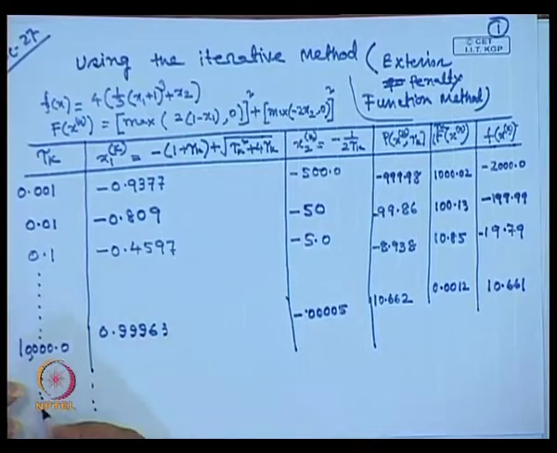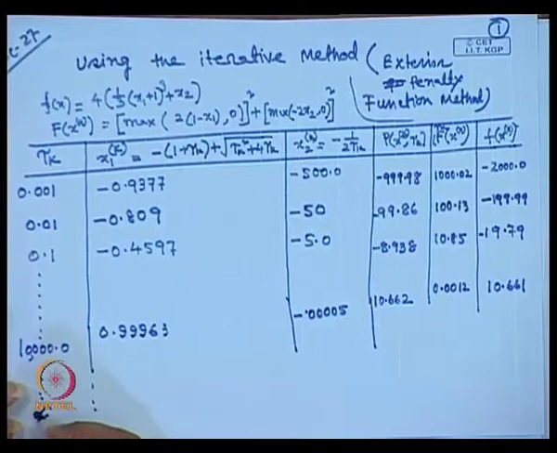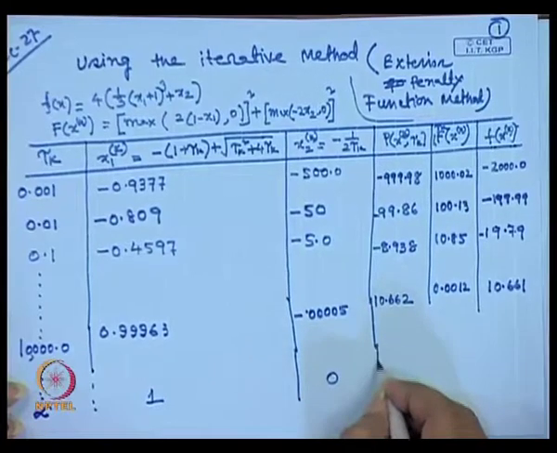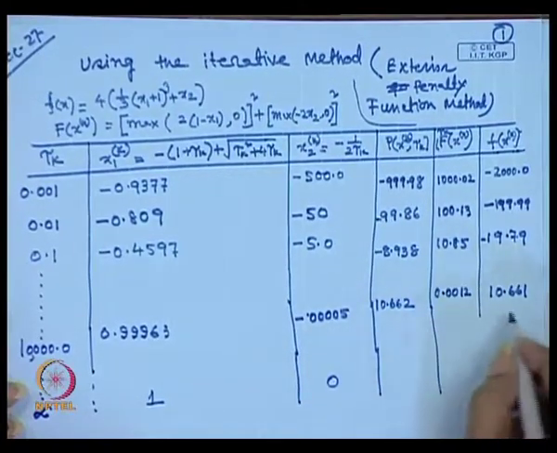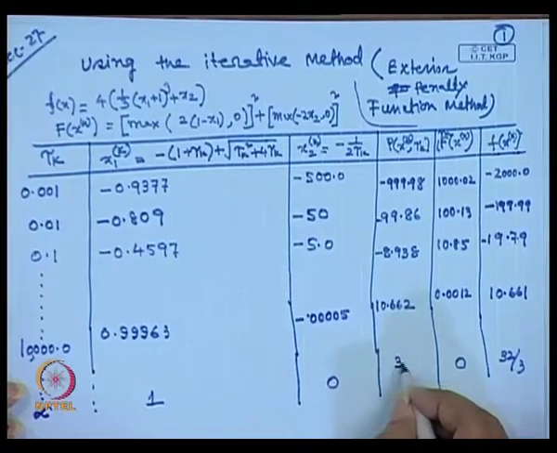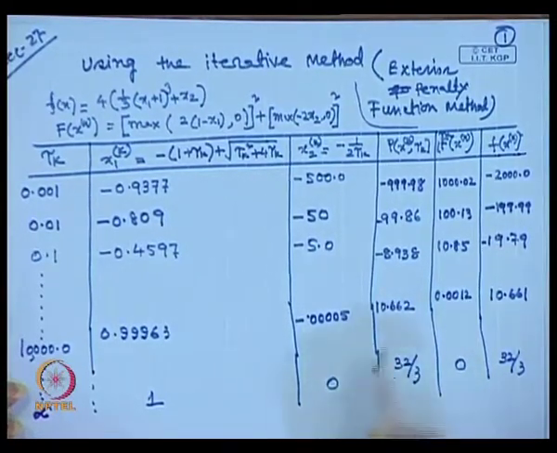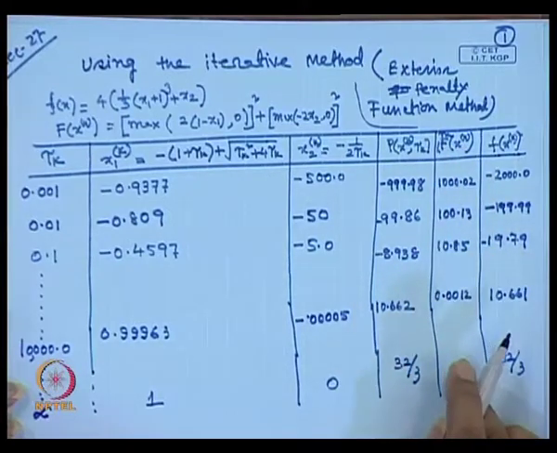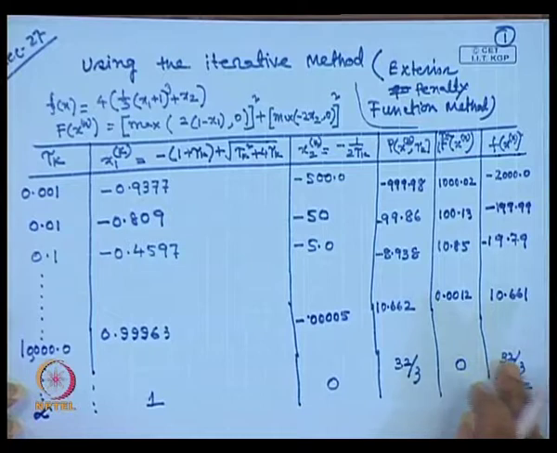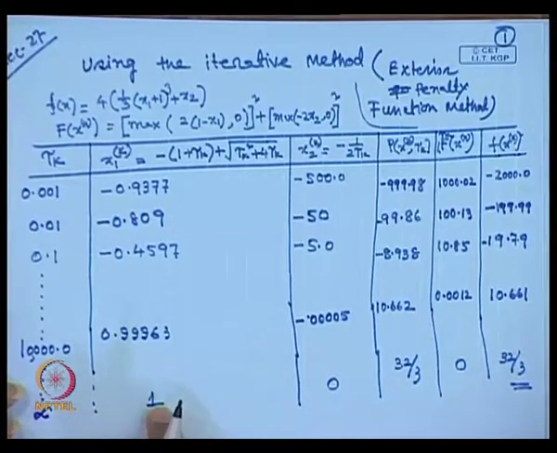We have seen minimizing the function subject to inequality constraints. Suppose you have an equality constraint, then how to tackle that problem. So, it is a general form of nonlinear programming problem using the exterior penalty function method.